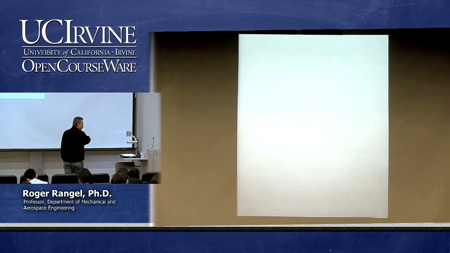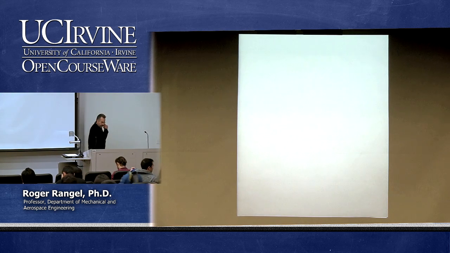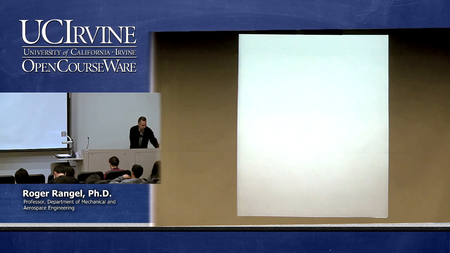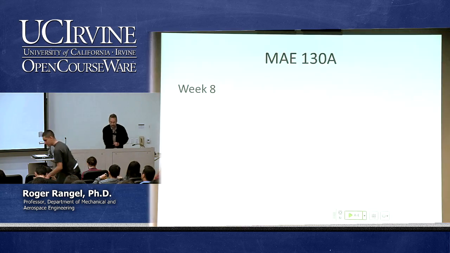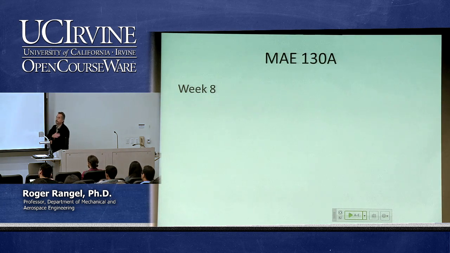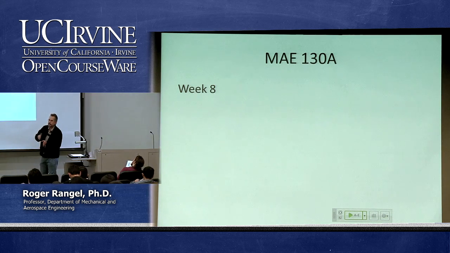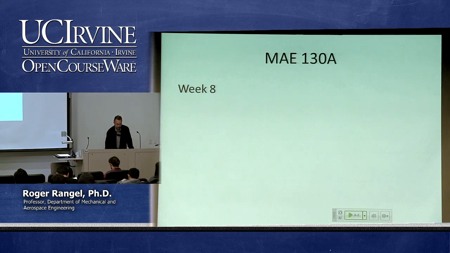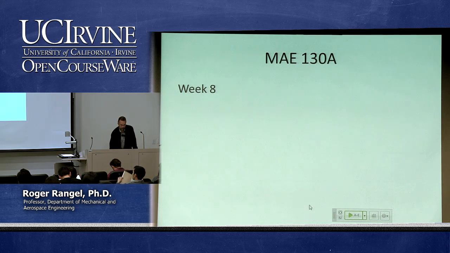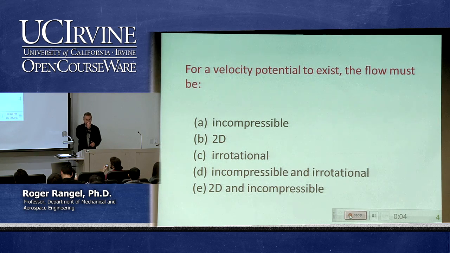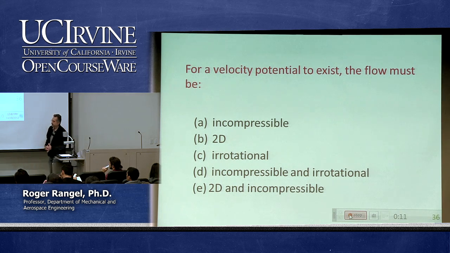Okay, so if you get your clickers ready, I'm going to ask you about 4 questions. These questions pertain to the previous lecture, so before I go into the next section of the chapter, I want to make sure that we cover some of these important concepts. All right, so there is your first question. For a velocity potential to exist, the flow must be, pick one answer.